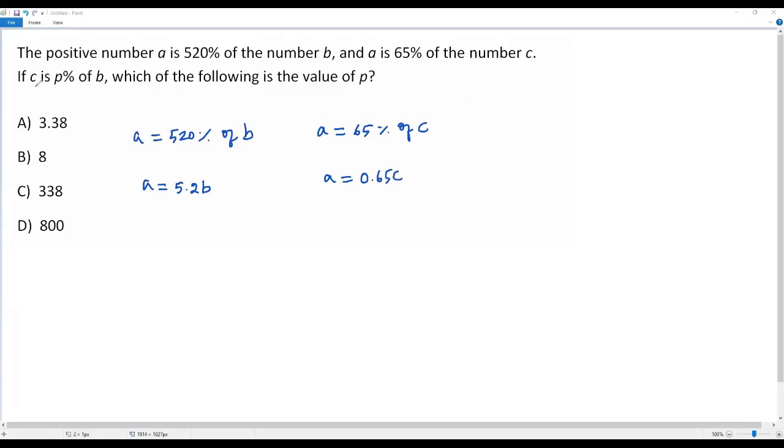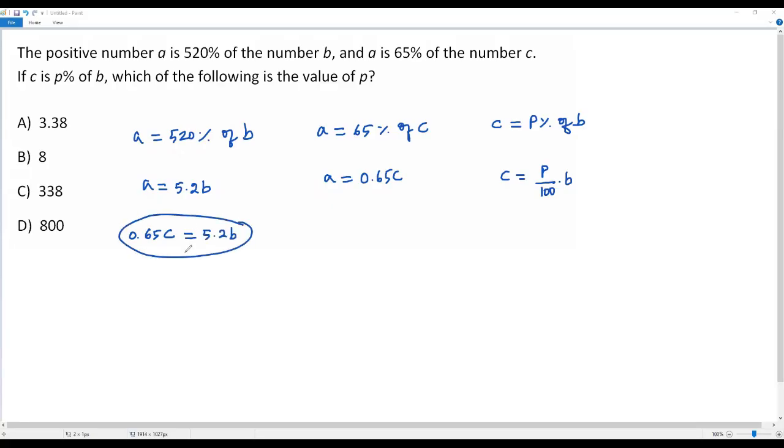Now let's consider the third information we have over here, that is C equals P percentage of B. C equals, we can write this percentage as a fraction by taking denominator 100, then we get P over 100 times B. Now let me consider the second equation, that is A equals 0.65 times C. We can plug in this 0.65 times C for A in the first equation. Then we get 0.65 times C equals 5.2 times B.